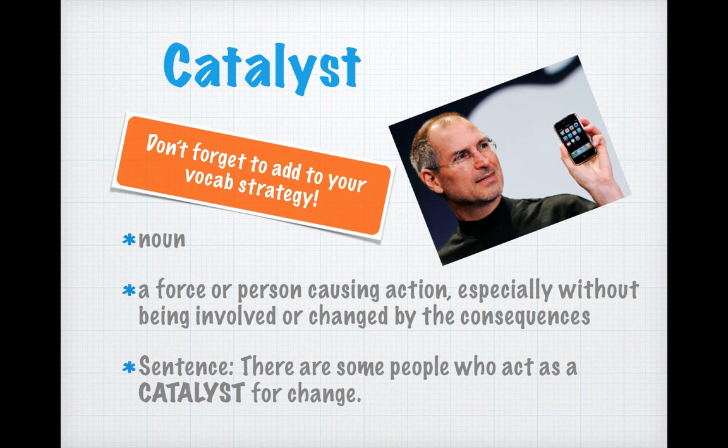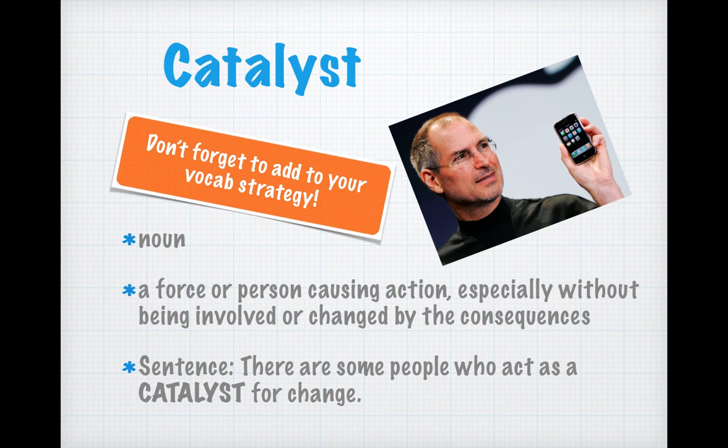So in this sentence, catalyst is used to define a type of person, but you also might use this word in science. Sometimes chemicals are catalysts in experiments. They cause change with other chemicals. So like in chemistry, a catalyst is a substance that causes change or accelerates change, but it remains unaffected itself. So it might be helpful for you to know how catalyst is used in both of those contexts.